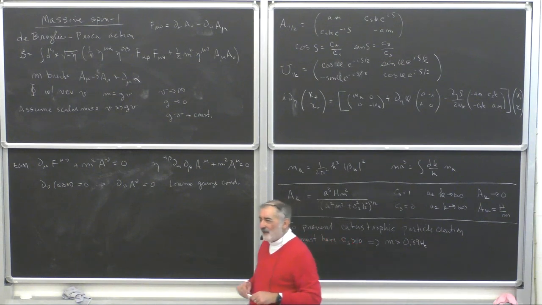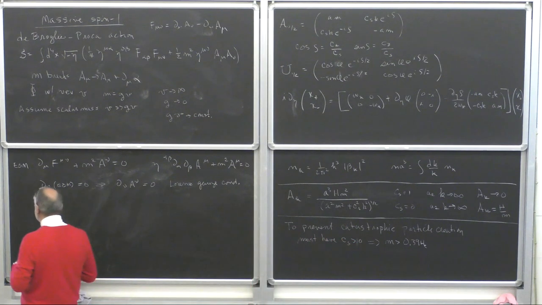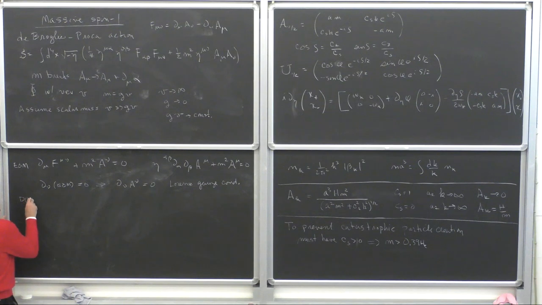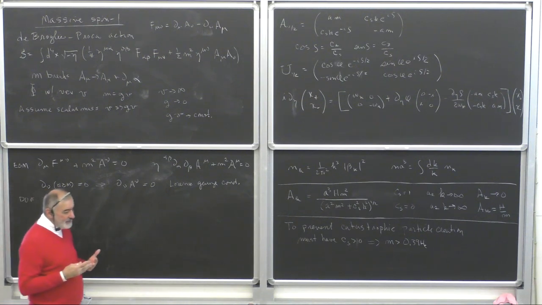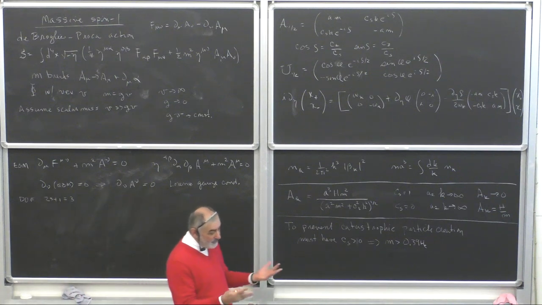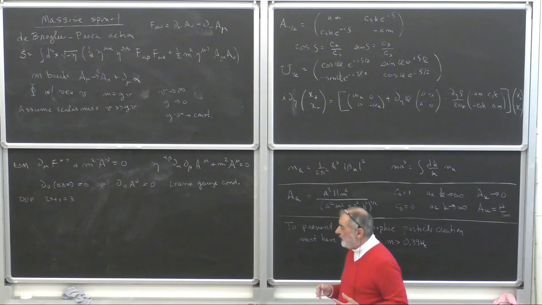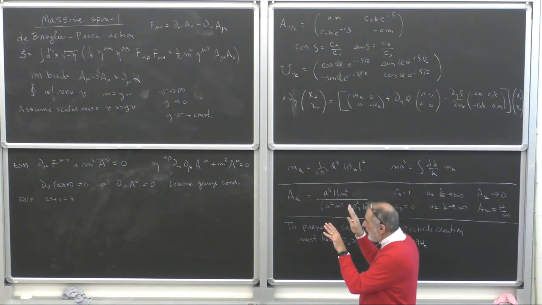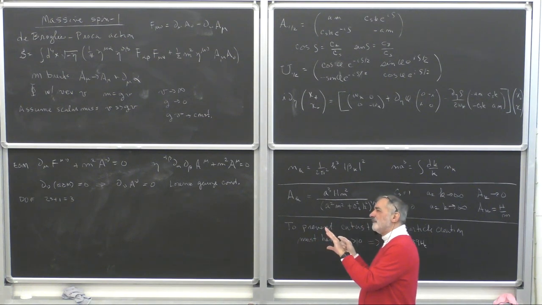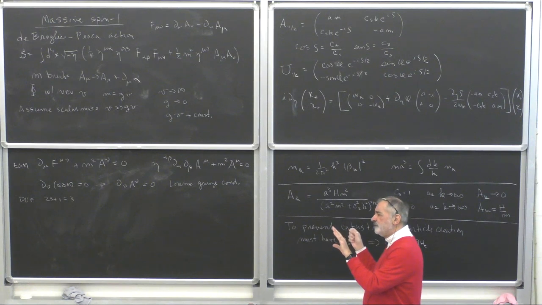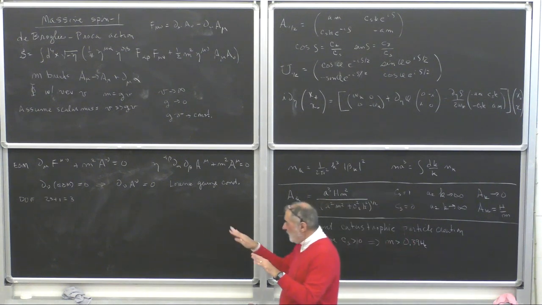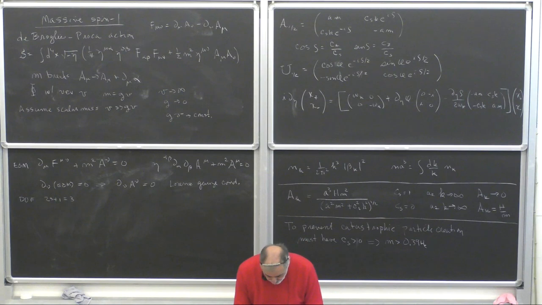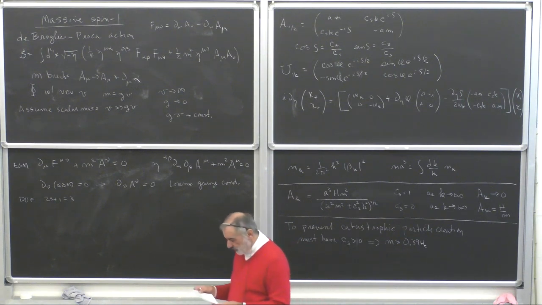Okay, now let's think of degrees of freedom. This is spin one, so 2s plus one, for spin one, is equal to three. But for A mu, you expect 4 degrees of freedom, so there is going to be a duplication of degrees of freedom. One of the A mu's is not going to be dynamical.